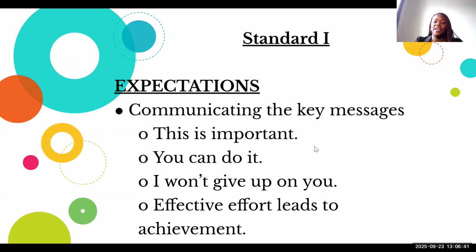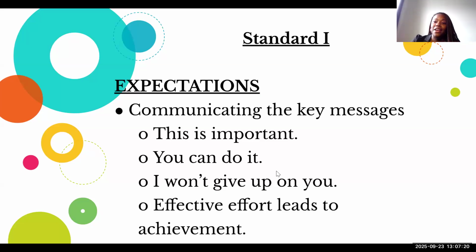So we're not looking for you to say, this is important, you can do it. We're looking for your teacher moves that allow students to get these messages by what you do. For example, if you are giving wait time, you are showing that you think this is important enough to give kids enough time to think before they answer. If you are using equity sticks, you're saying that you're not going to give up on them. You're giving them an opportunity to answer because you believe in their capacity. So there are different teacher moves that you may not even realize you're doing that are sending some of these key messages. But that is all part of Standard 1.